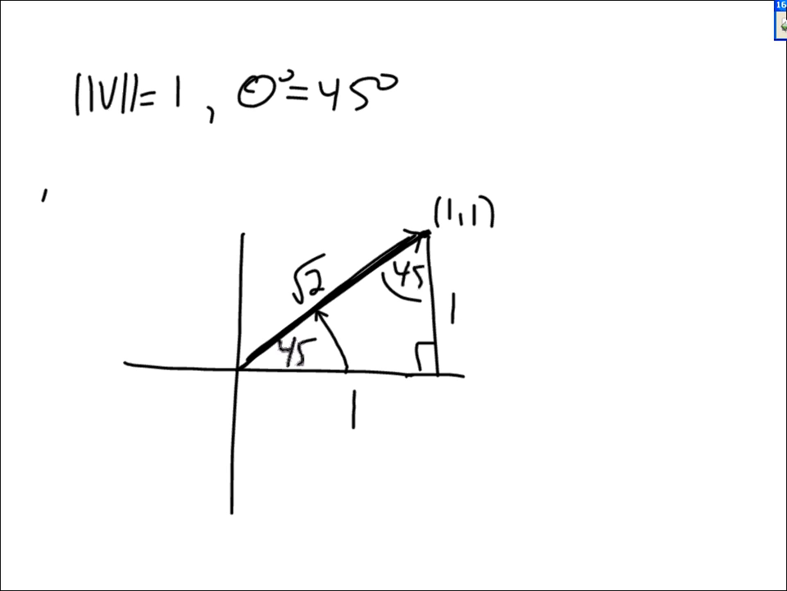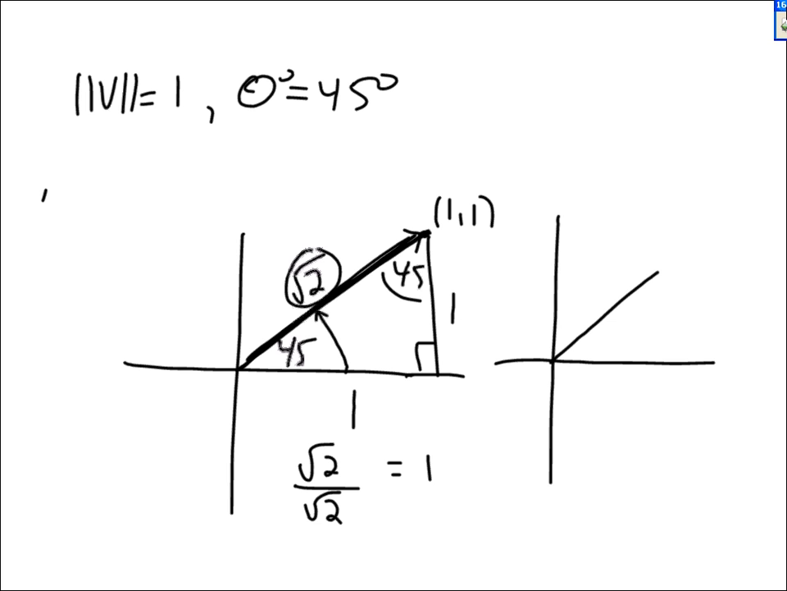But it's not v, because the length is wrong. The length is square root of 2. Well, what do you do to square root of 2 to get 1? Answer: you divide by square root of 2. You do that to all 3 sides. You divide the square root of 2 by square root of 2, that gives you 1. You divide the 1 by square root of 2, it gives you that. You divide the other 1 by square root of 2, it gives you that.